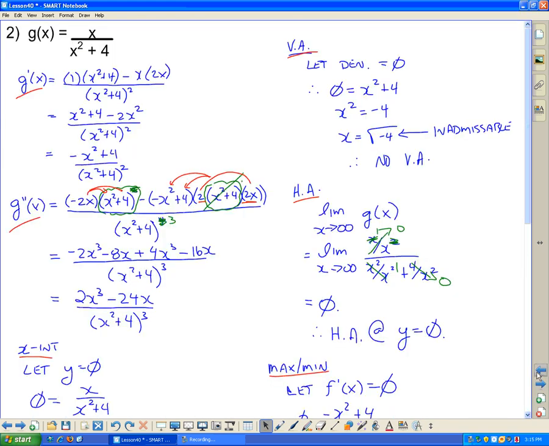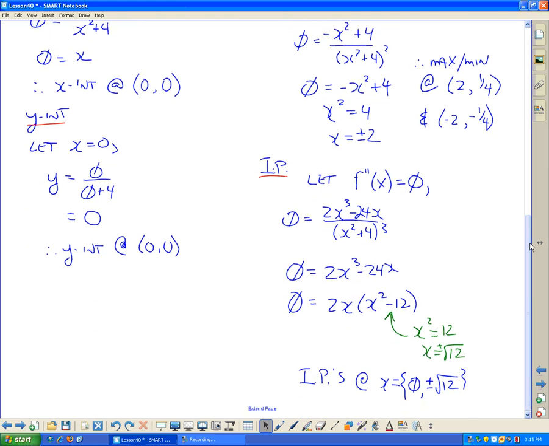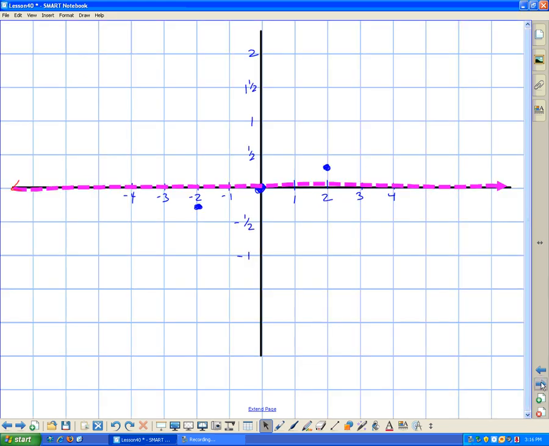When we look at the rest of the information, I have inflection points where it changes concavity. I know at 0 it changes. Now plus or minus root 12. Just remember that root 9 is 3, root 16 is 4, and 12 looks like the middle to me. So it's going to be about 3.5 approximately. So at 3.5, we have an inflection point. It changes concavity. Let's go over and take a look and talk about that.